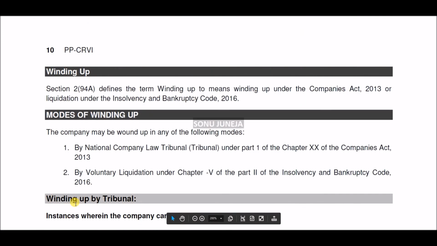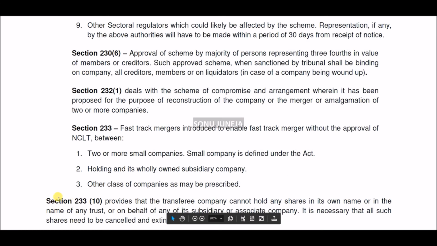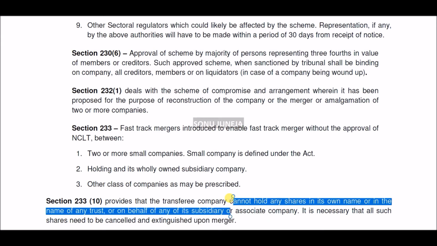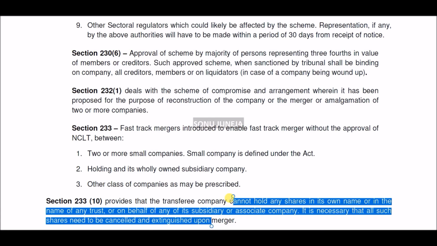Then you have 233(10). It provides that the transferee company cannot hold any share in its own name or in the name of any trust or on behalf of any subsidiary or associate company. It is necessary that all such shares need to be cancelled and extinguished upon the merger; as soon as the merger happens, cancel them.